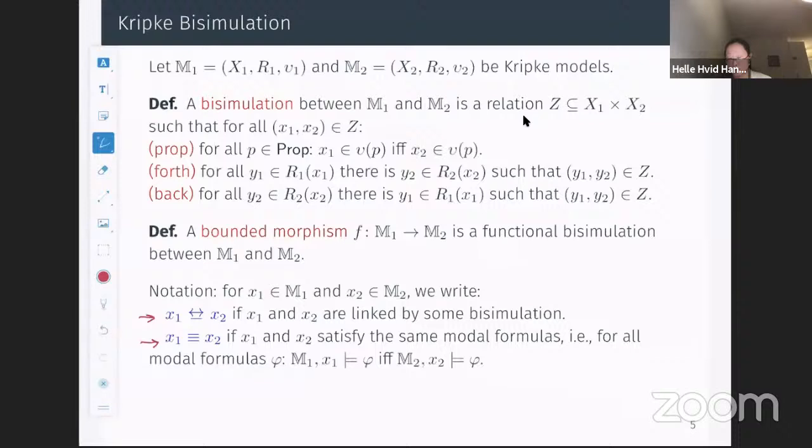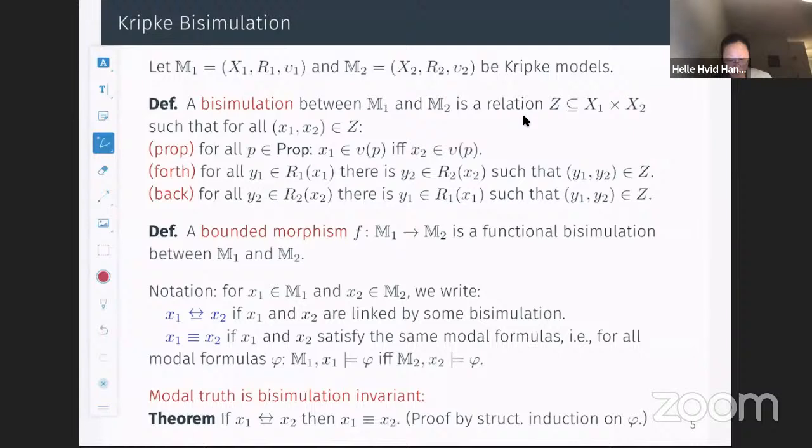Okay, so of course where we are headed is that indeed modal truth is bisimulation invariant. Well, the theorem says that if two states are bisimilar, then they satisfy the same formula. So this is also, in other words, saying that the modal language is not too expressive, right?